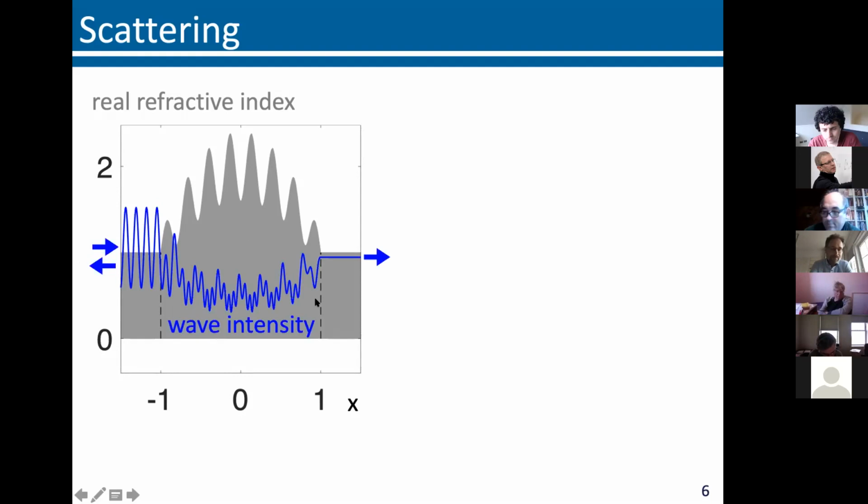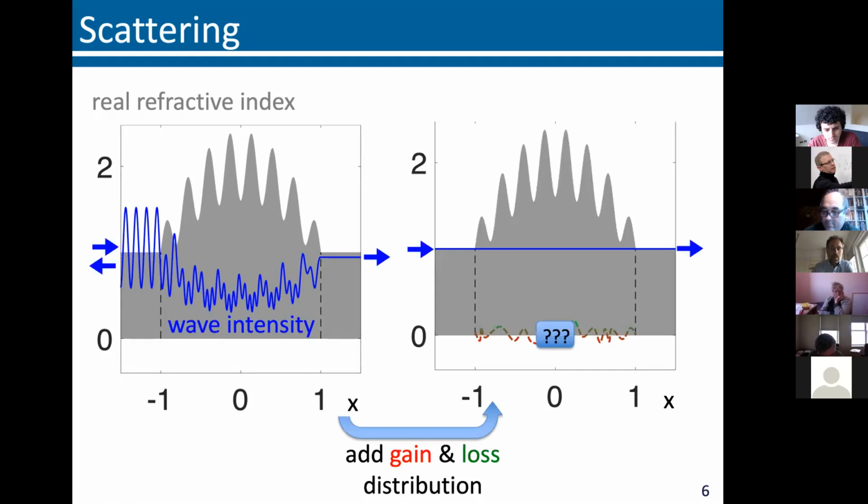And the problem that we would like to solve now is, what is a possible distribution of gain and loss that could be added a posteriori to the structure such that not only I get perfect transmission, meaning no reflection, but I also get a wave that doesn't scatter neither in the asymptotic regions nor, and this is the important aspect, nor inside of this region. So I get a constant intensity wave with an intensity that is really constant all over space. And of course, from the outset, it's not clear that such a solution exists, but as I will show you, these solutions are indeed constructible. And how are we going to get those solutions?